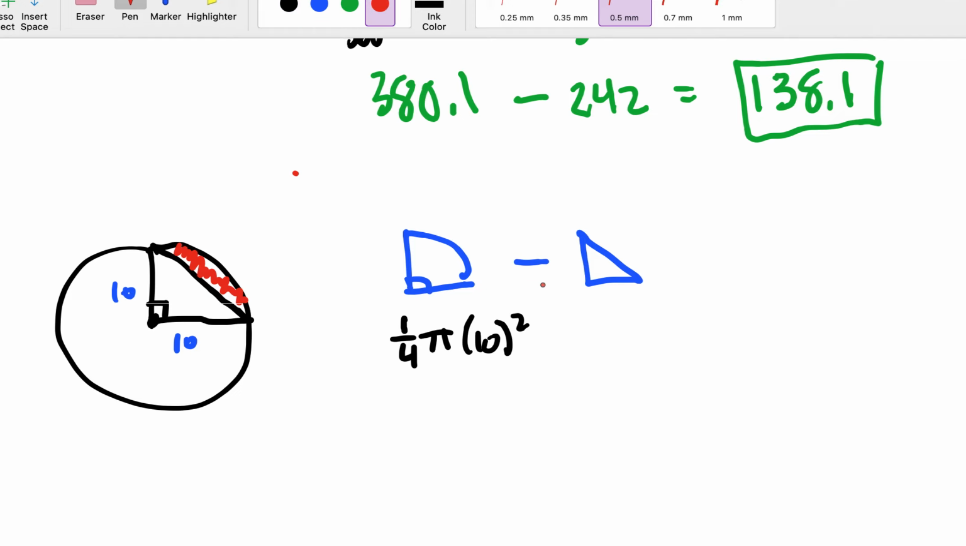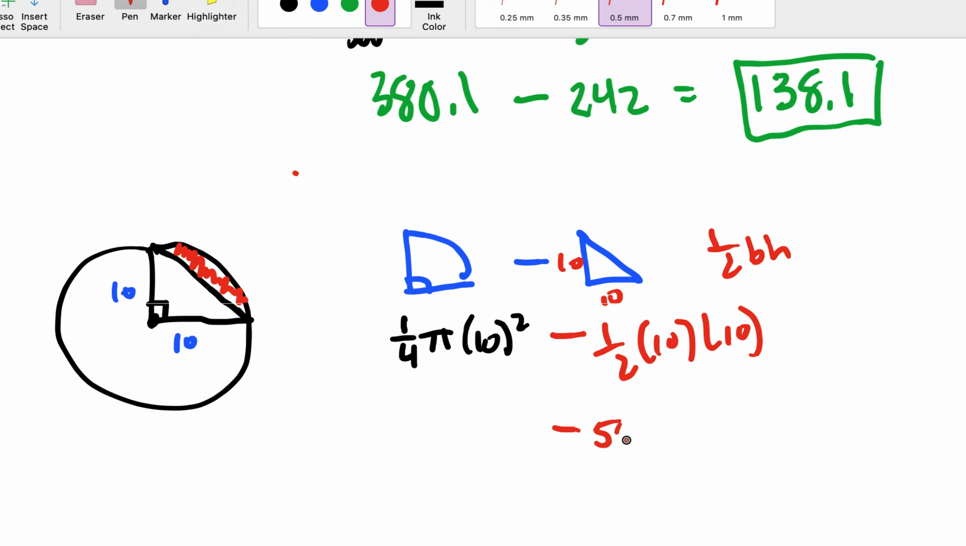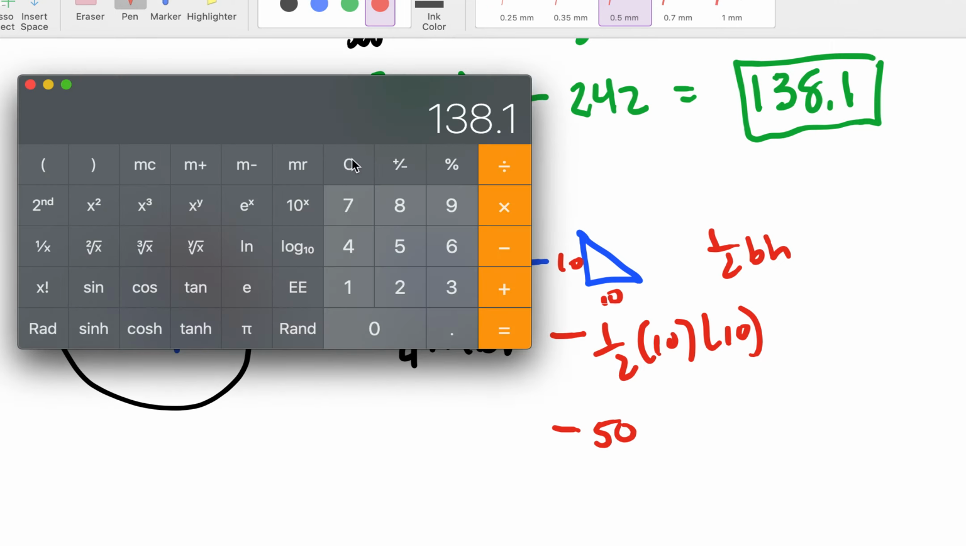Now we look at the triangle and we have a base and a height of 10. So the area is 1/2 base times height. Remember, it's half of a rectangle, which is base times height. So 1/2 times 10 times 10. Okay, so that's 50. And we'll just find the rest in our calculator.